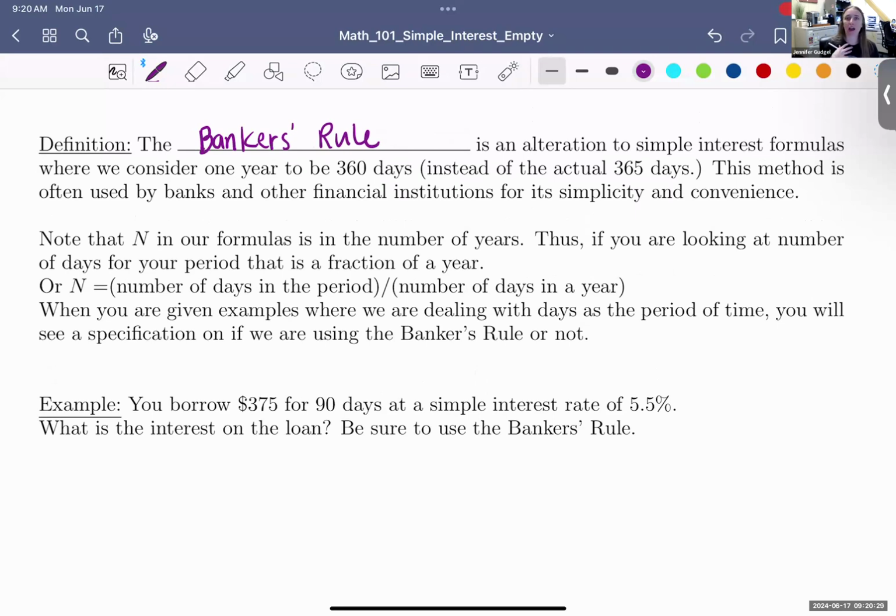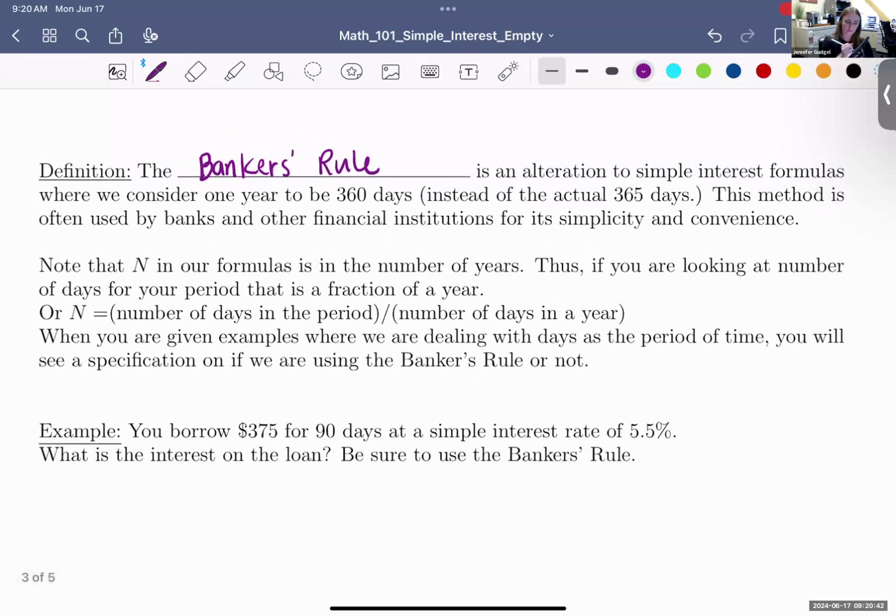So instead of having an annual pay amount where we're given 5 years, we could be doing a fraction of a year. All right, 90 days would be 90 out of 365. It's a fraction of 1 year. But if it's the banker's rule, we actually make it out of 360 days.